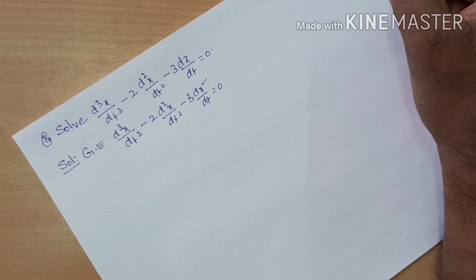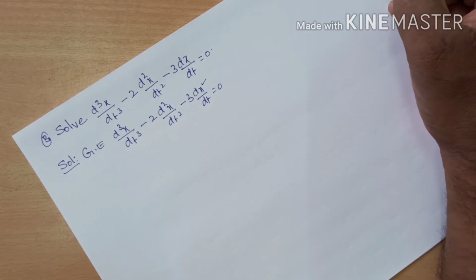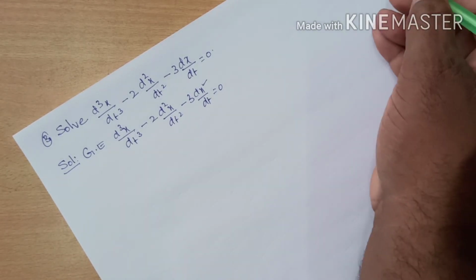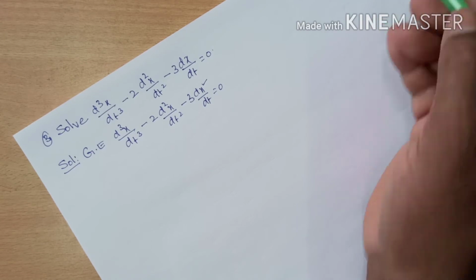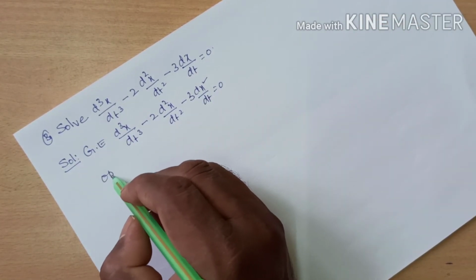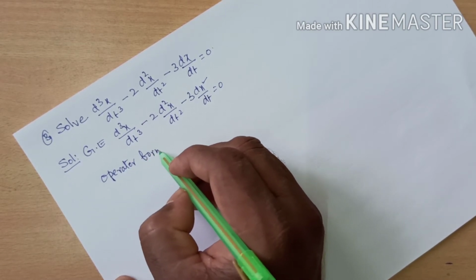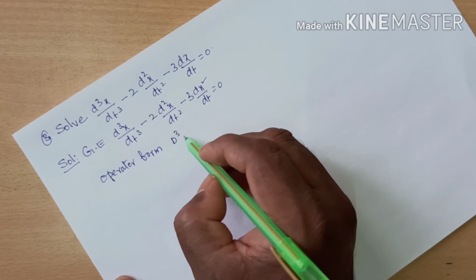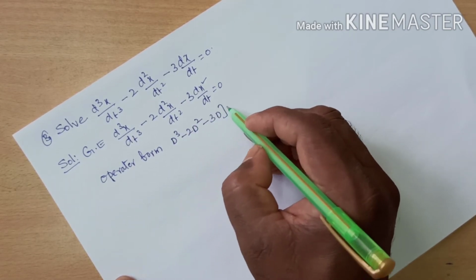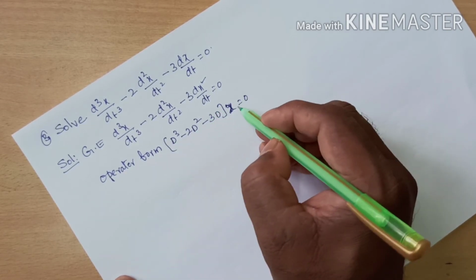Instead of writing y in terms of x, here x is in terms of t. That is the solution. I will give the clarification while writing the solution. After writing the given equation, the operator form is (D cubed minus 2D squared minus 3D) x equals 0. Here the variable is x.